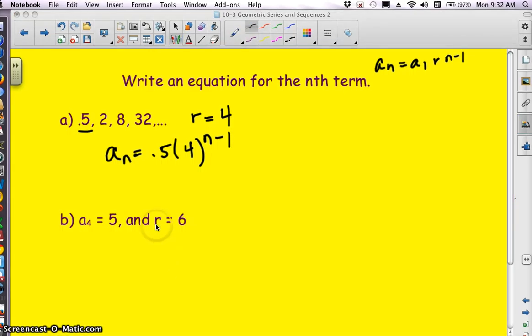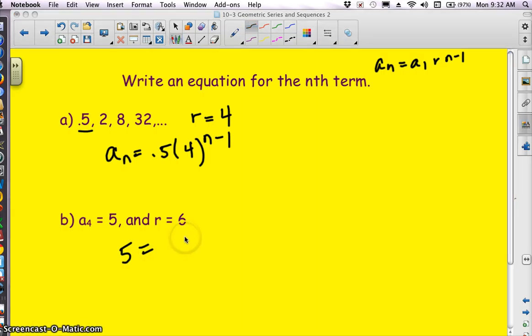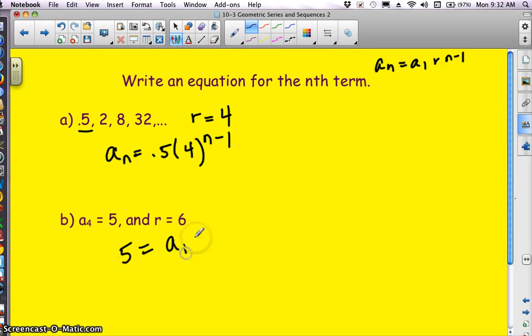Okay, so the next one we're looking at, we have a4. a4 is 5. So we need to figure out what the first term is. So we're trying to figure out what a1 is. So we know r is 6, and we know n is 4.